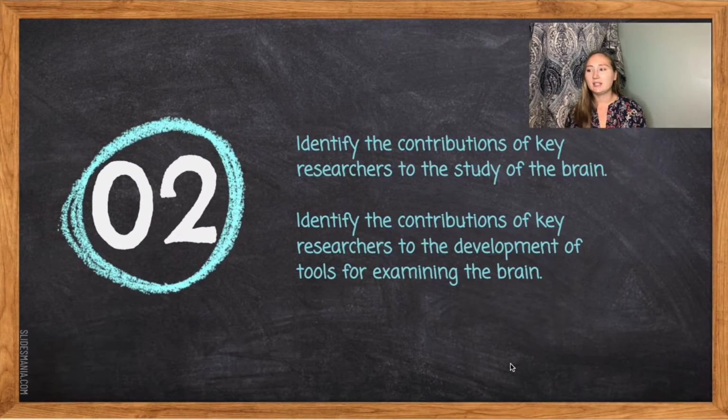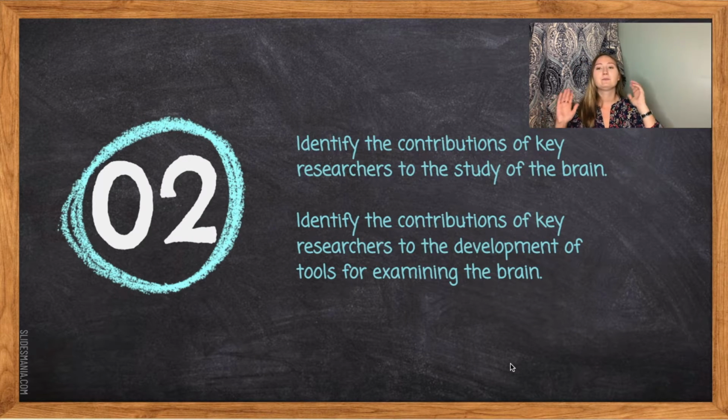Number 2, we're going to identify the key contributions of researchers to the study of the brain, as well as the contributions of key researchers to the development of tools for examining the brain. So we're going to look at the people who contributed to the study of the brain, but also the people who created the things so that we can study the brain. That was objectives 2 and 4, so we're going to cover both of those here.